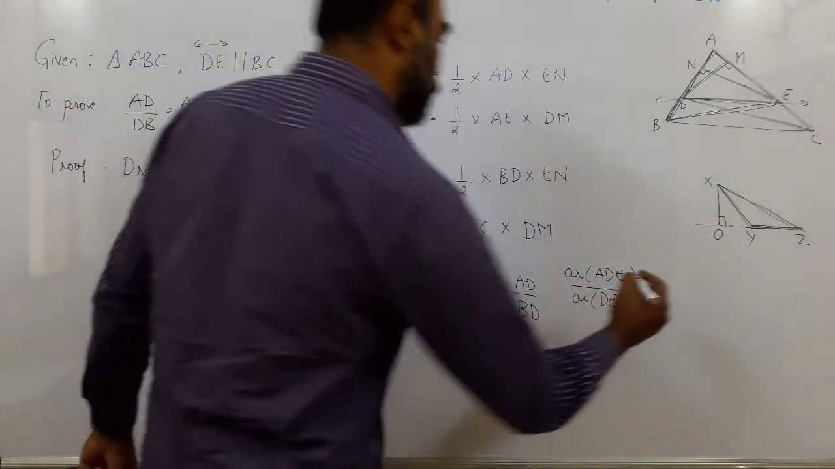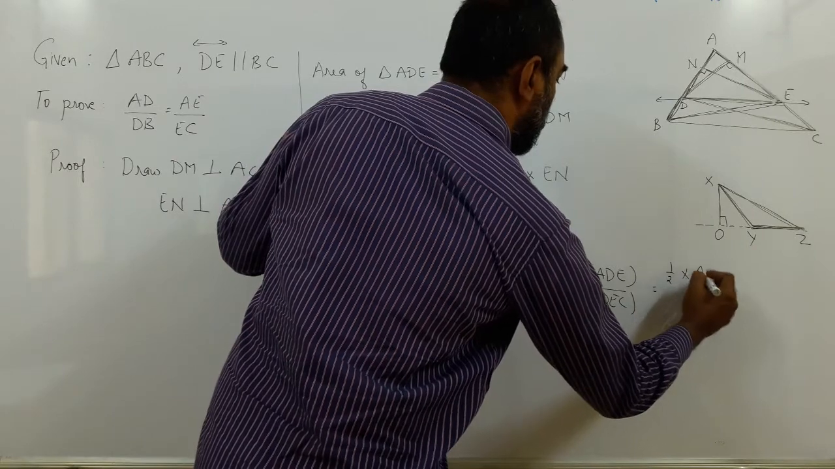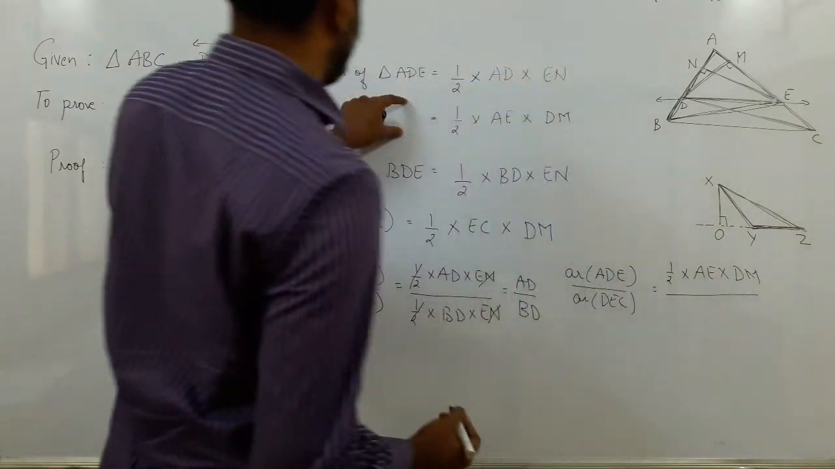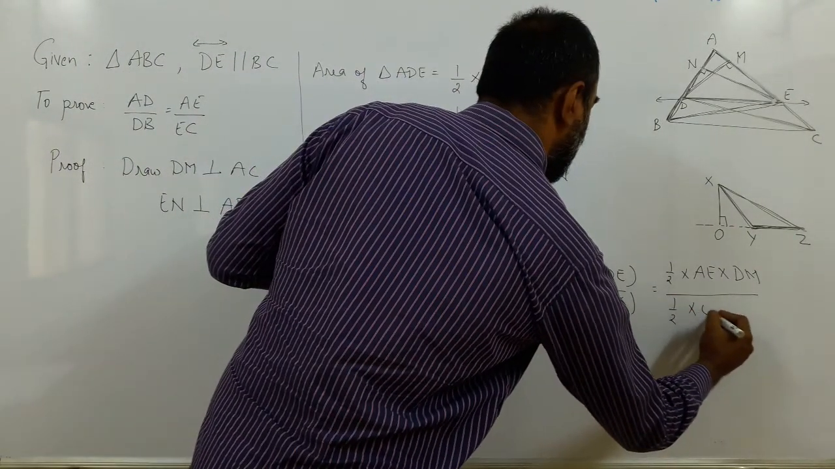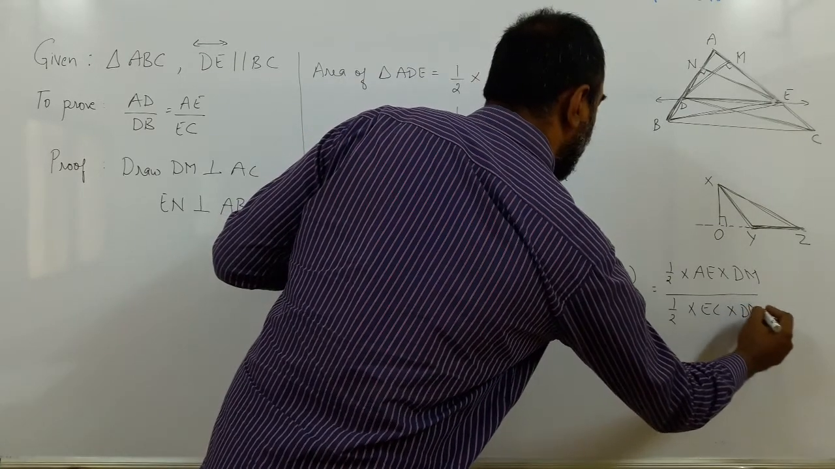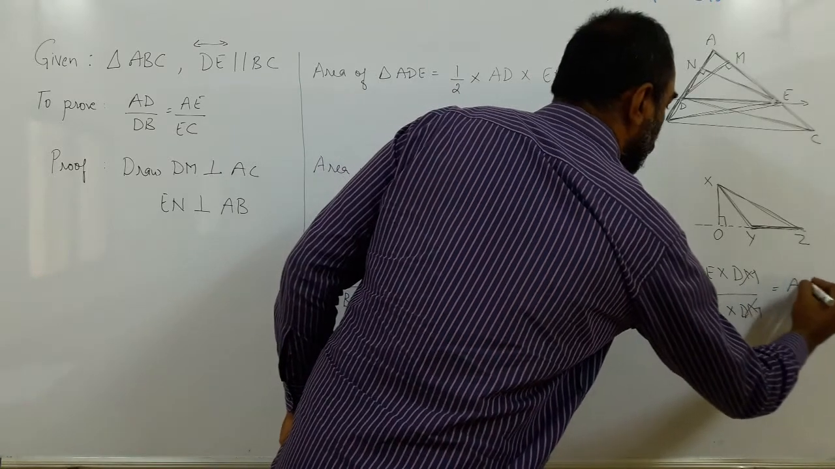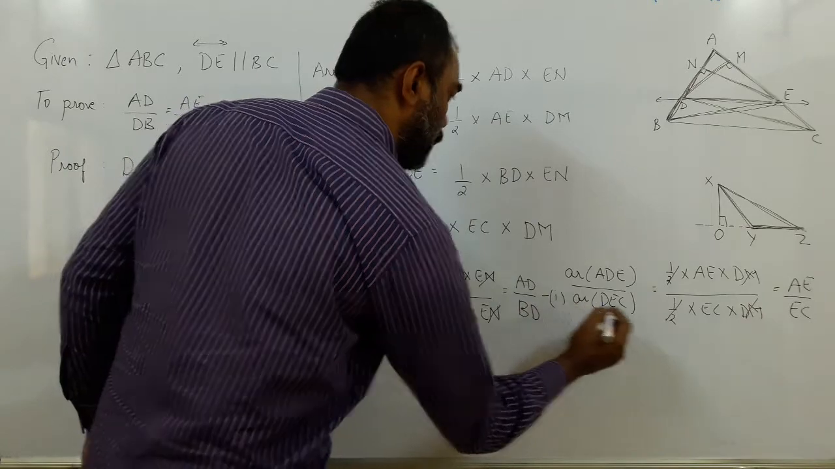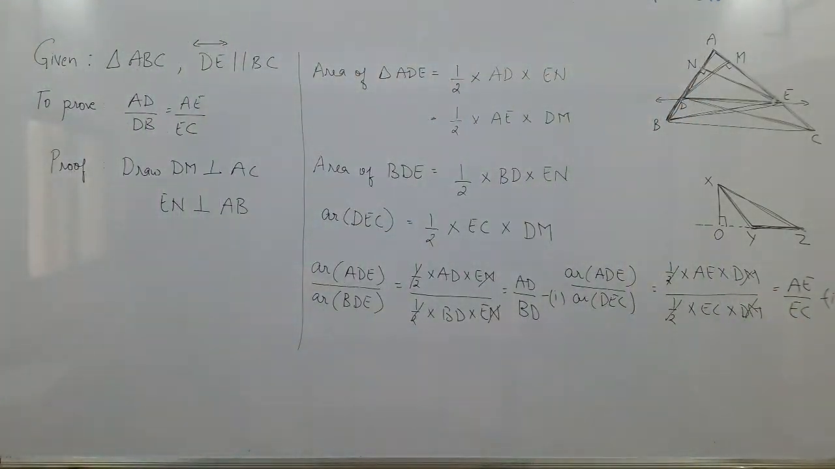Similarly, here you do again ADE, this time I take this one: half into AE into DN. And DEC is half into EC into DN. Here half and half get cut, DN and DN get cut, so we are left with AE upon EC. Let us call this result 1, and this result 2. Okay, so we have got two results, result 1 and result 2.